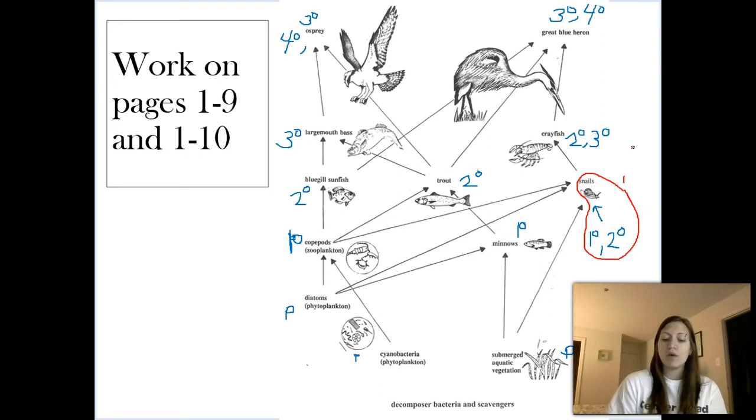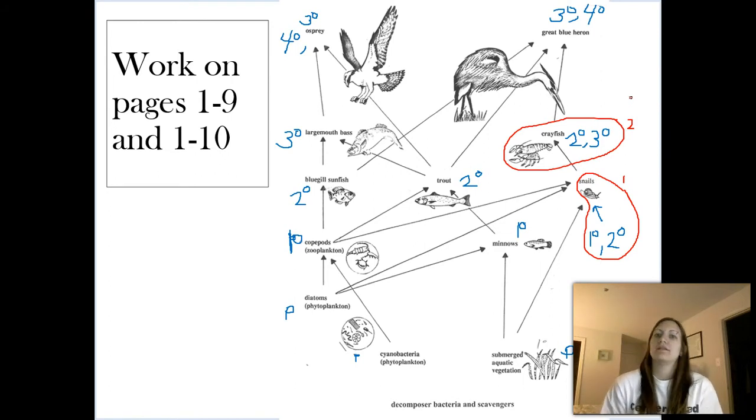Question 2 says, name one organism that functions both as a secondary consumer and a tertiary consumer. That one, we only had one, that'd be this crayfish. I'm just going to put a 2 next to him for question number 2. Now, it doesn't ask, but I could also ask, name any organisms that function as a tertiary and quaternary consumer. In this case, we actually have 2 examples. We have our great blue heron and we have our osprey. But that wasn't one of the questions, but it could have been.